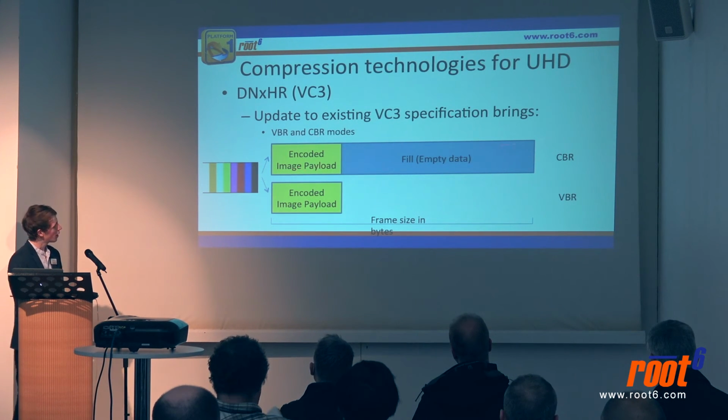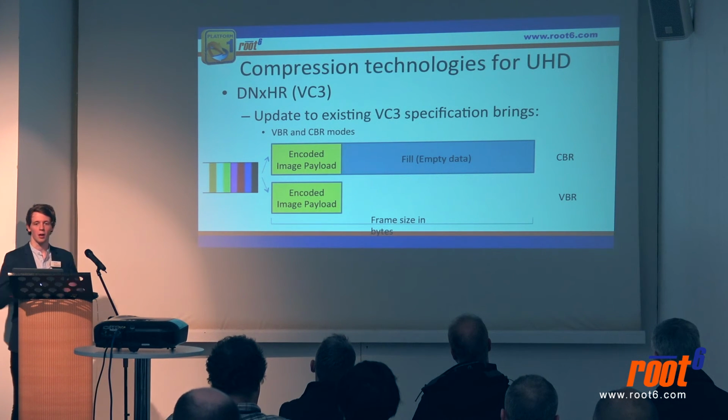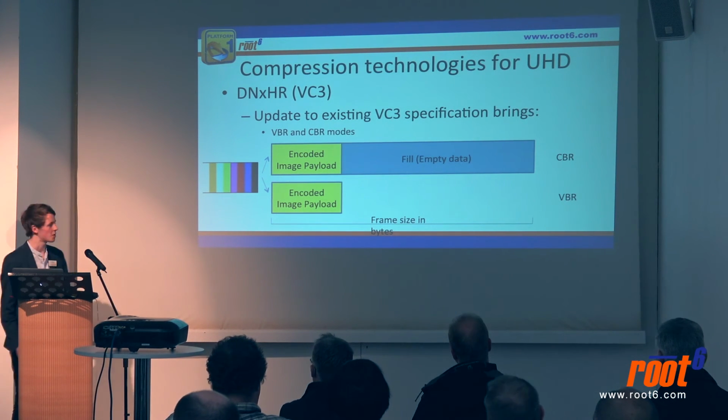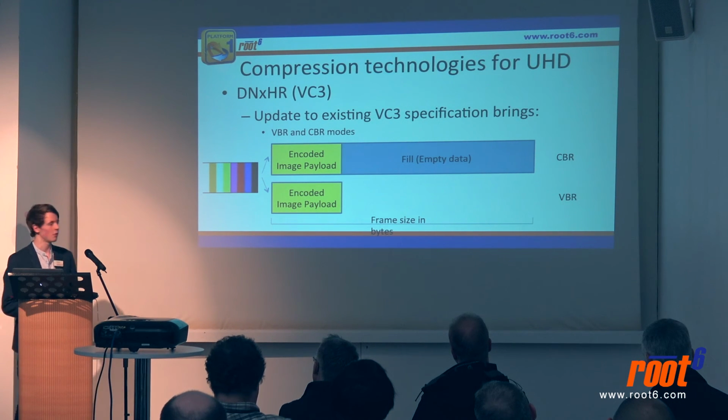So if we were using a traditional DNxHD frame, we put in our encoded image payload, and then we literally put in empty data to make up our frame size that gives us our constant bitrate. And sort of from experience, especially at things like DNx 185 and above, a lot of the frames that you'll be passing through your encoder and decoder will have some form of padding in and will be lossless.